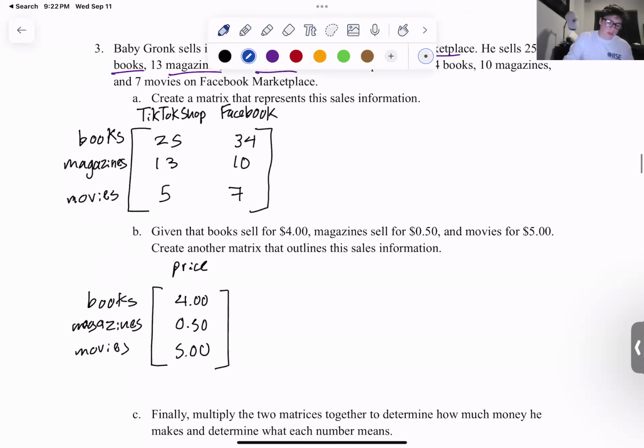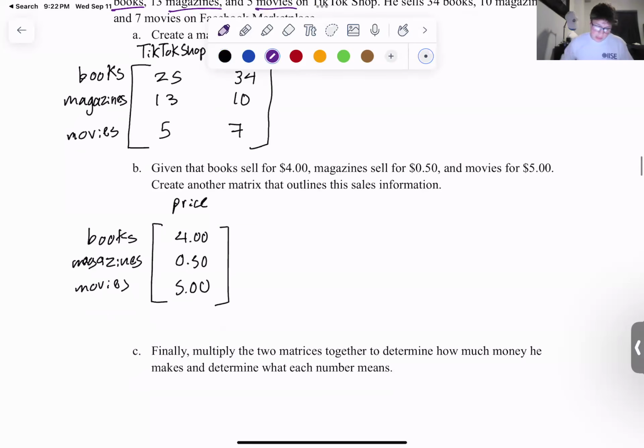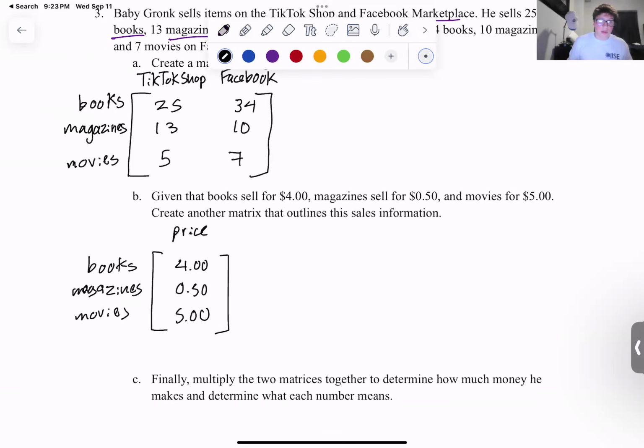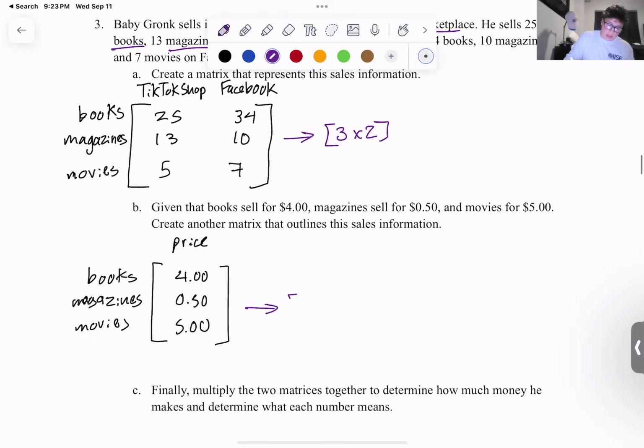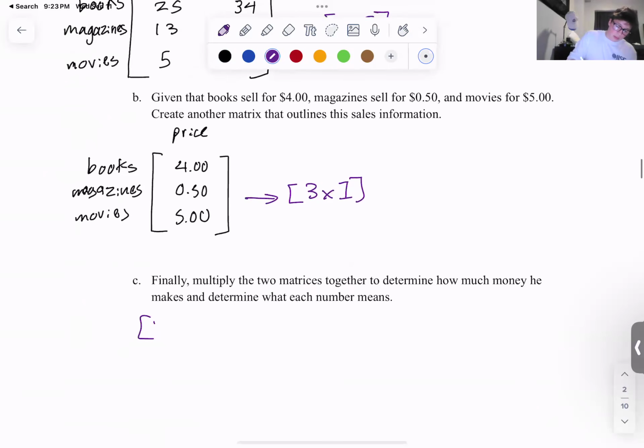But let's think about what the end goal of this problem is. When I go to part C, it says, finally, multiply the 2 matrices to determine how much money he makes and determine what each number is. So when we go and do that, the problem that arises is that this matrix right here is a 3 by 2, and this matrix right here is a 3 by 1. And if I go to multiply a 3 by 2 by a 3 by 1, I can't do that. I can't, right?